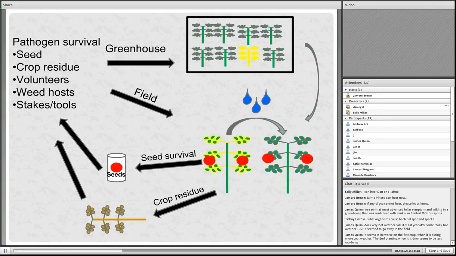The comment is the disease seems to be worse in the first crop when it's during more cool weather. The second planting, when it's drier, seems to be less incident. So certainly wetter weather does spread the disease. It can be too cold for the disease, but it can also be too warm for the disease. Whatever the conditions we've had this year, dry and warm for most of the season, it seems to have been hot enough that it slowed the spread of the disease and the incidence of the disease. At any rate, whether it's on the seeds or in the crop residue, that will complete the cycle then.